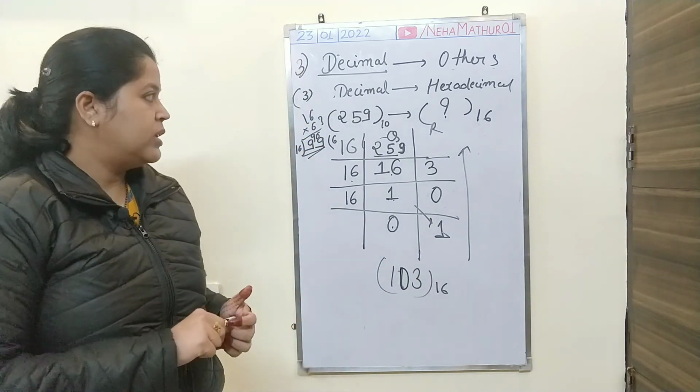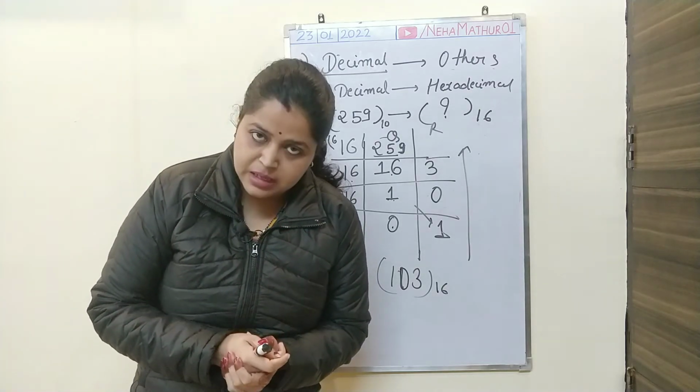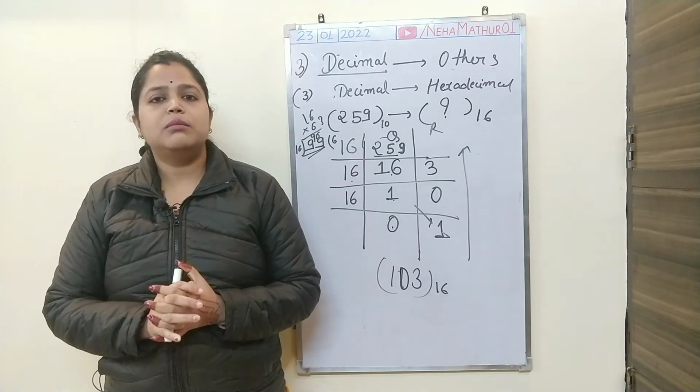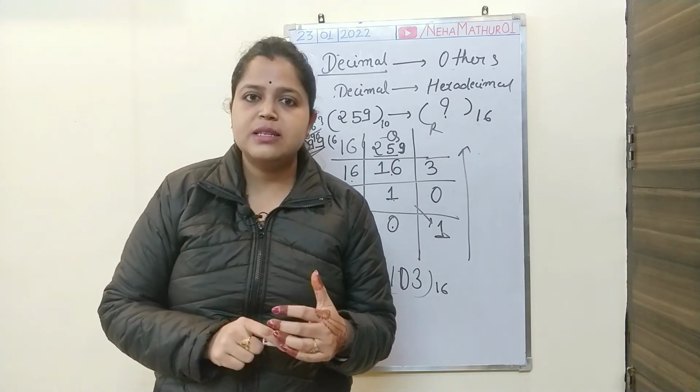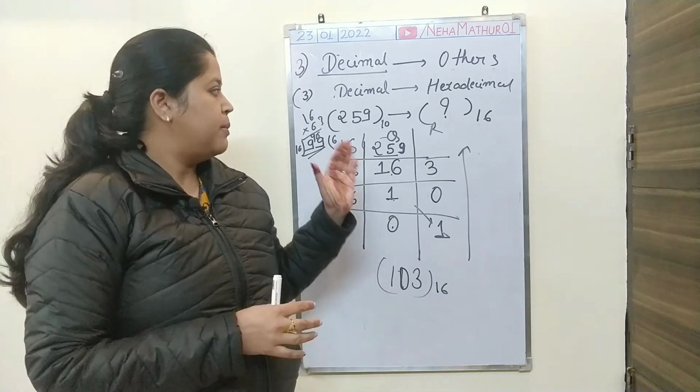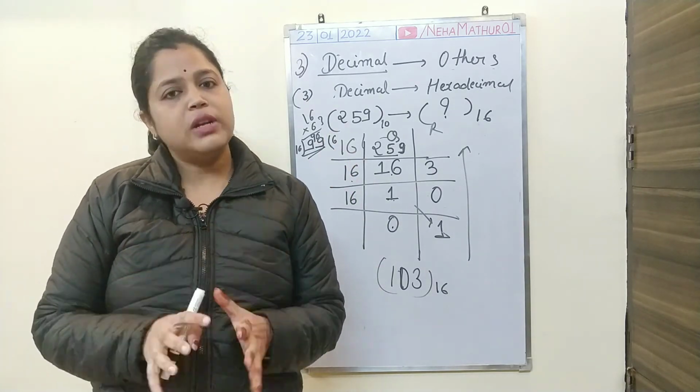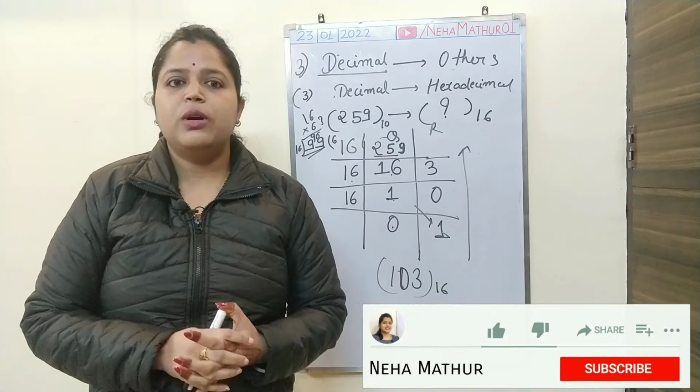So this is all about it: if you have a given decimal number and you want to convert that number system into other number systems, into binary, octal or hexadecimal, just by following the basic concept you can divide your given decimal number. I hope you are following the concept.